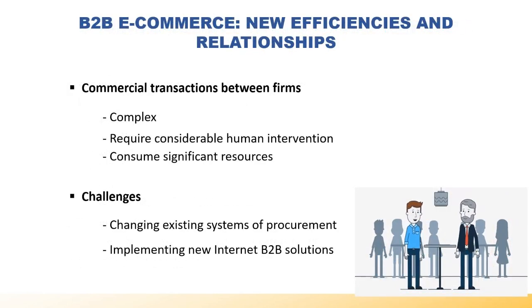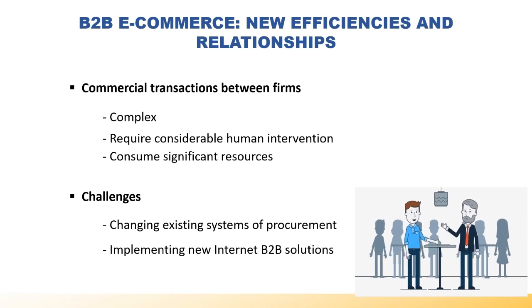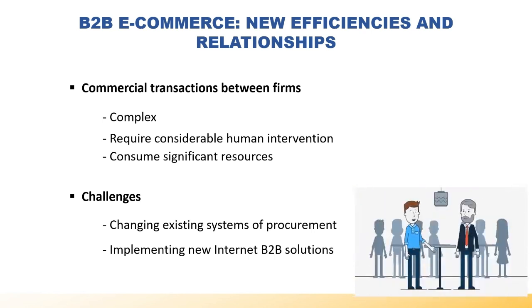Business-to-business e-commerce, new efficiencies and relationships. The process of conducting trade among business firms is complex and requires significant human intervention, and therefore, it consumes significant resources. Administrative overhead includes processing paper, approving purchase decisions, spending time using the telephone and fax machines to search for products and arrange for purchases, arranging for shipping, and receiving the goods.